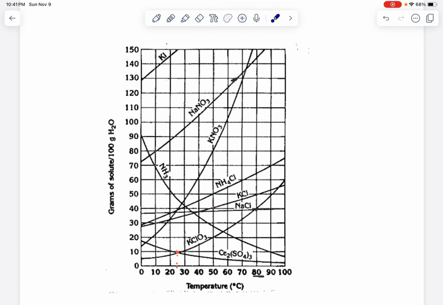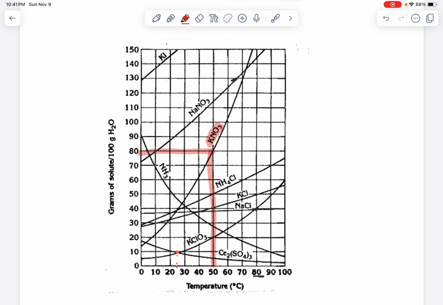So let's say that we were looking at KNO3. We wanted to know how many grams of KNO3 could dissolve, the maximum amount, at 50 degrees. So we'd find 50 degrees on our x-axis. We'd go up, and then once we hit our line, which represents a saturated solution, the most that could dissolve, we would go over and see where it hits on the y-axis, and so we would be at 80 grams.